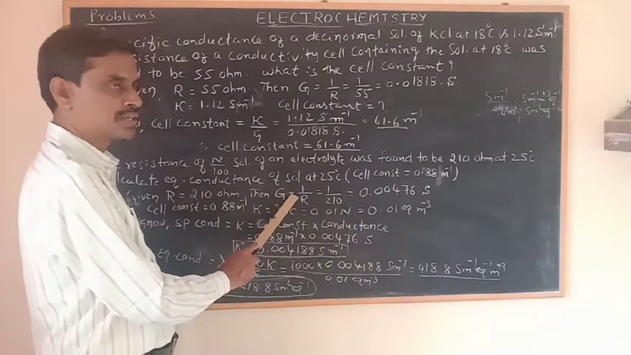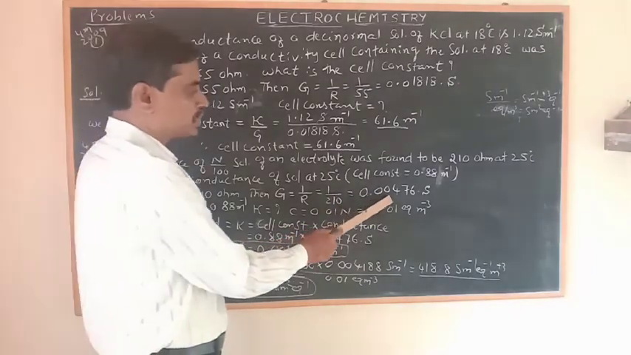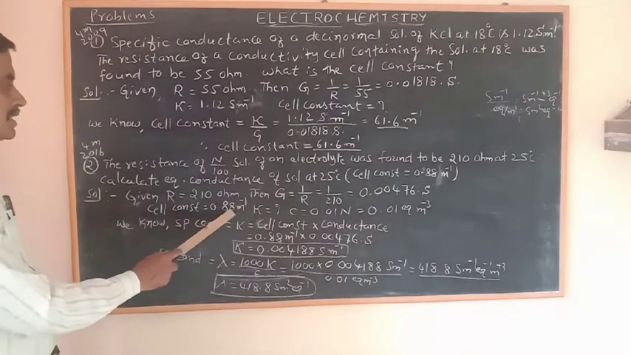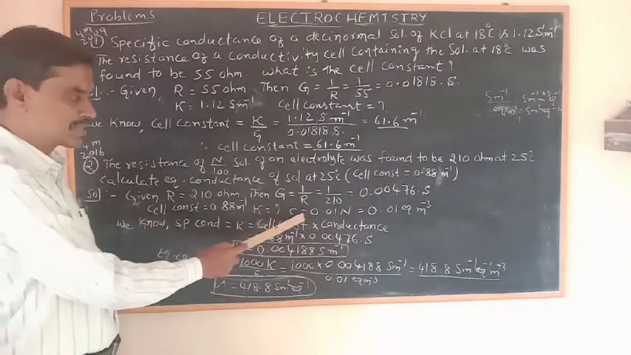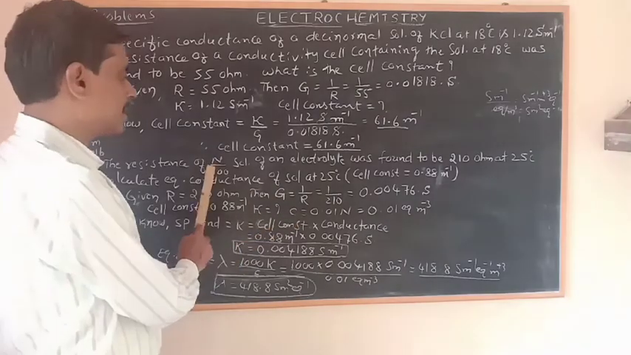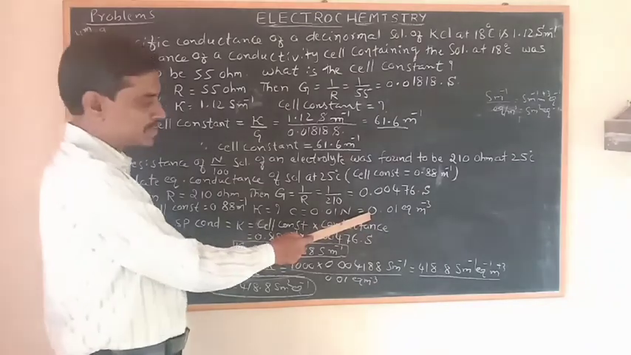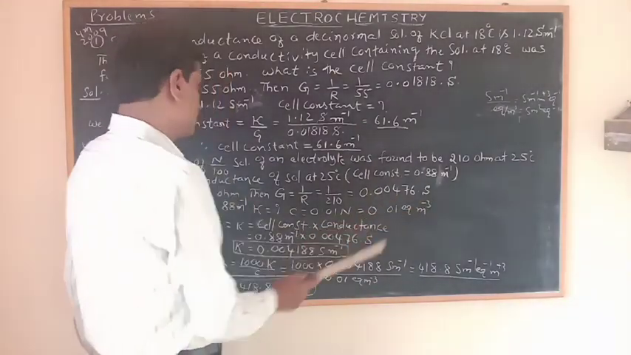Then G, conductance, is equal to 1 by R, which is 1 by 210, equal to 0.00476 Siemens. Cell constant is also given, 0.88 per meter. Kappa you have to calculate. Concentration is given. N by 100 means 0.01 N. In terms of definition, this is 0.01 equivalent per meter cube.